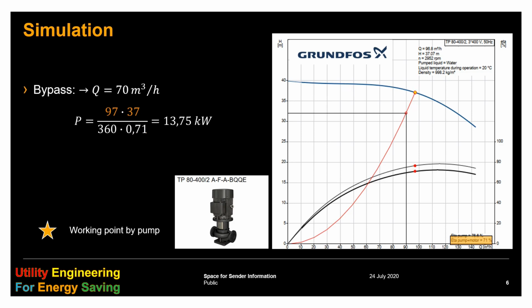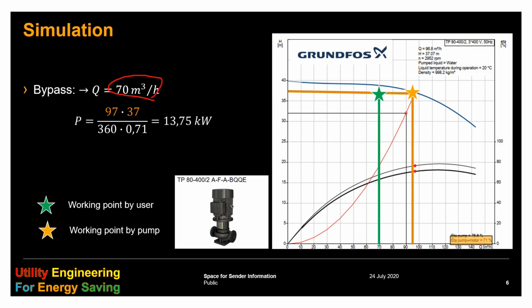Let's see now the bypass regulation. In this case, the demand of the user drops from 97 to 70 cubic meter per hour. But the load curve does not change, and therefore the working point seen by the pump. What has changed is the flow to the user. The consumption is still the same as before, 13.75 kilowatt, therefore there is a loss.